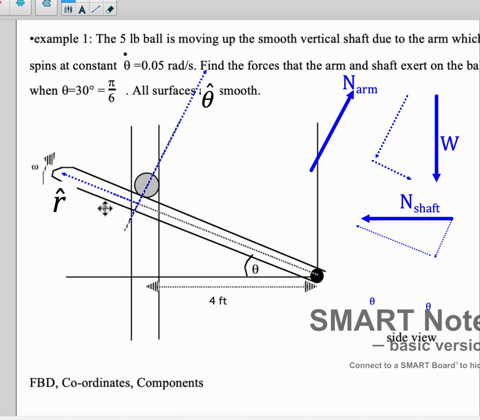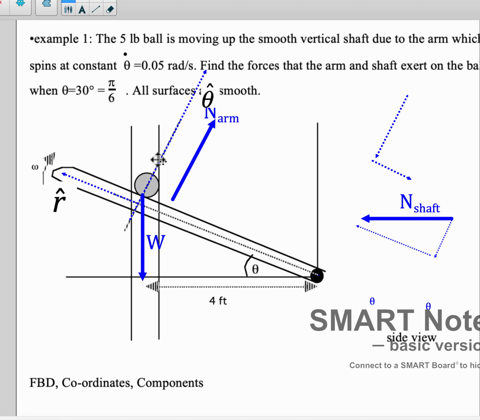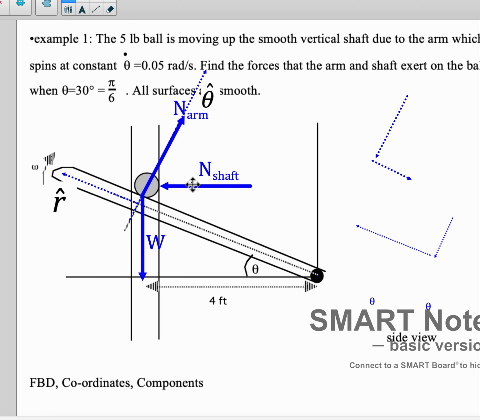All right, so there's our coordinate system, and then we consider the forces that act on the ball. Well, it's in side view, and it is being pushed up vertically, so there will be a weight force. We'll assume this is a point object, so we'll draw all the forces acting at that lower contact point with the arm. The arm will exert a force on it, and because it's smooth, the only force that it exerts is a normal force, therefore perpendicular to the rotating arm. And then you can see that this 5-pound ball is resting against the shaft. So there is another normal force there, again perpendicular to the surface. Everything is smooth, so there are no friction forces, there are only normal forces.